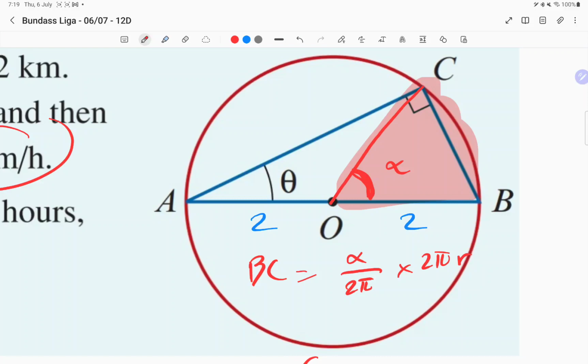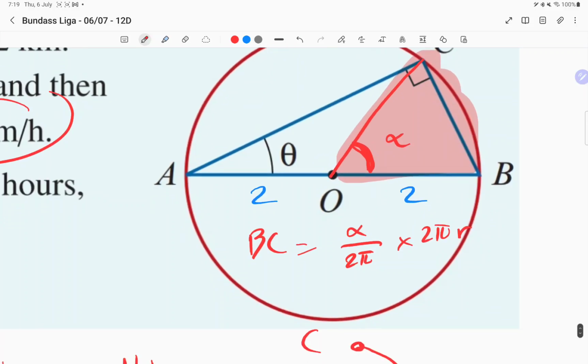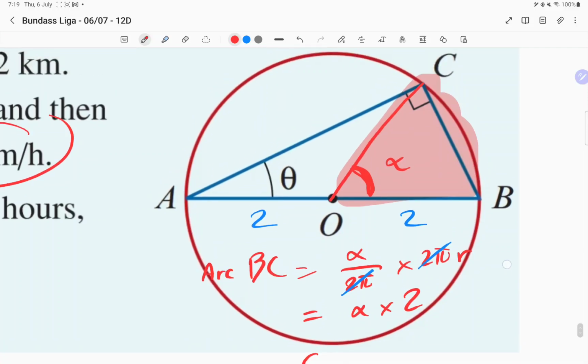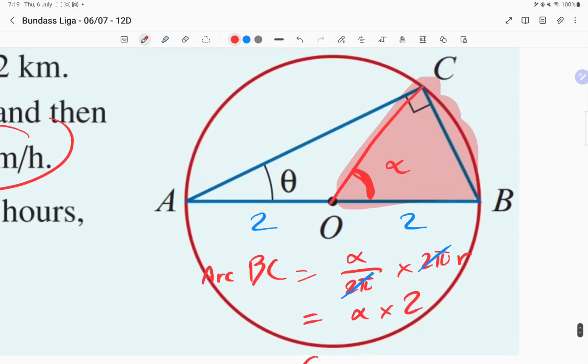You can actually see that using radians is quite convenient. The 2 pi cancels out. So the arc BC would be alpha, whatever the angle is, times the radius, which is 2. So that's just 2 times the angle alpha. How do we figure out the angle? Any idea?